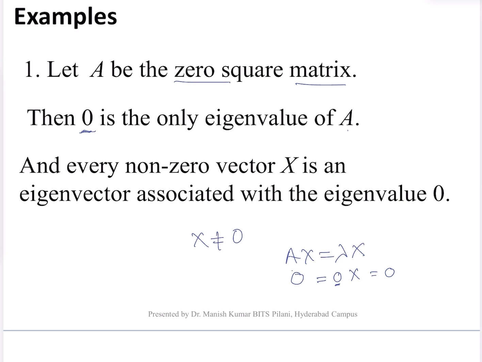So the zero square matrix has eigenvalue 0. And every non-zero vector x is an eigenvector associated with the eigenvalue 0. So all non-zero vectors x form the eigenvectors associated with the eigenvalue 0.